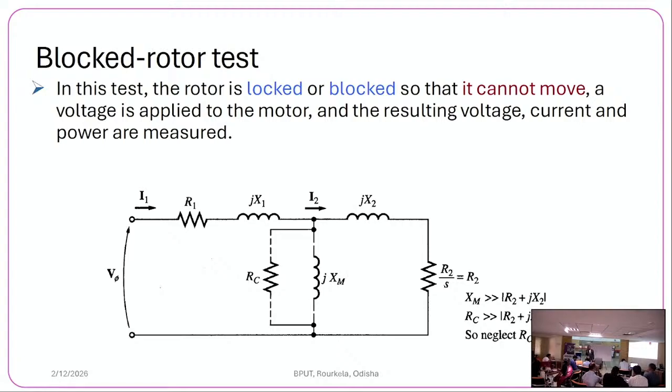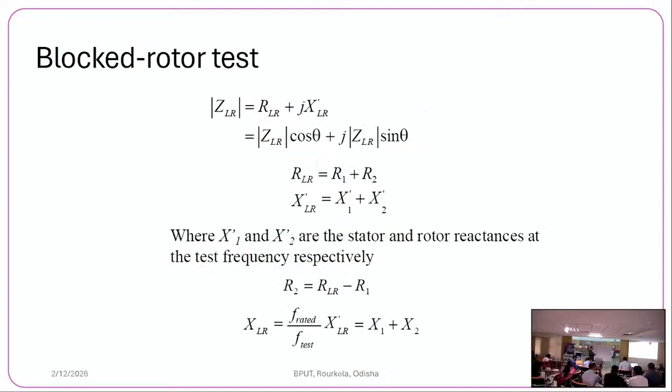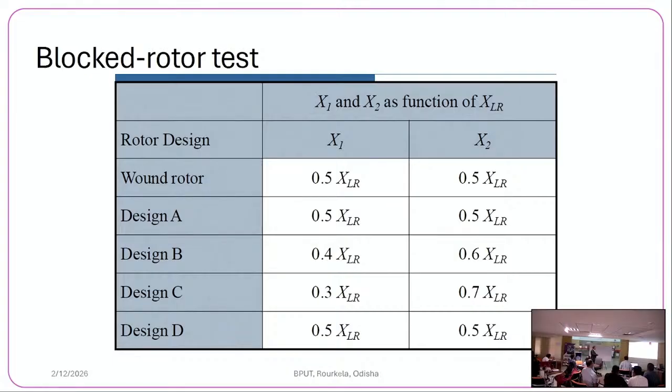At 10-20% of the voltage, core loss is negligible, since core loss is proportional to voltage square. So mainly I square R losses are predominant, and you get the equivalent circuit like this. This part is removed. This way, from the block rotor test you get the power factor, the equivalent circuit, and the magnitude of the impedance. So this way you determine the parameters.